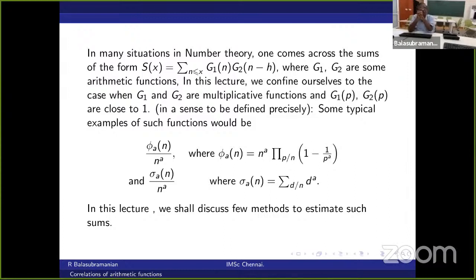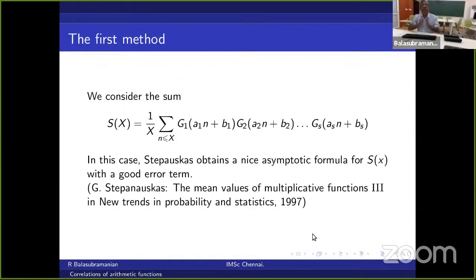Similarly, if you look at sigma_a(n) by n^a, where sigma_a(n) is the sum of the divisors of n raised to the a-th power, and you evaluate it at the prime p, what you get is 1 plus 1 over p^a. In this lecture, we shall discuss a few methods to estimate such sums. This problem is being attacked by elementary methods. I am not even going to talk about any analytic methods at all. By elementary methods, this problem has been attacked in two or three ways, and I would like to say something shortly about every method.